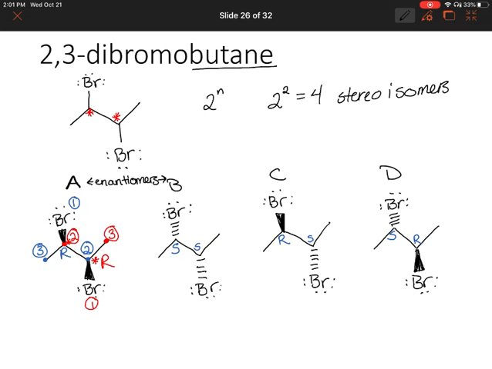What about B and C? Are they enantiomers, diastereomers? So we have SS for molecule B, and then RS for molecule C. So only one of the stereocenters is different when we're comparing the two molecules. So that means these are diastereomers.